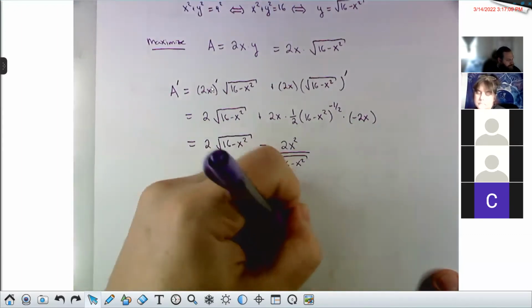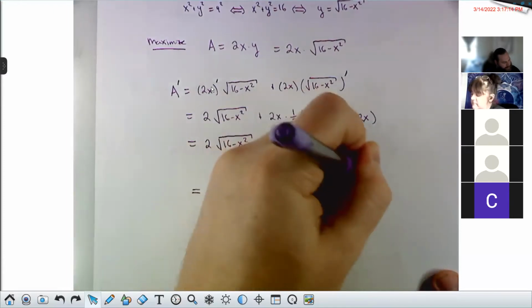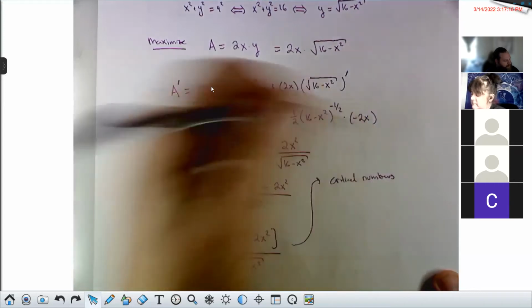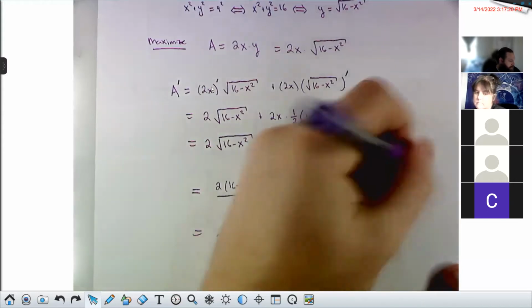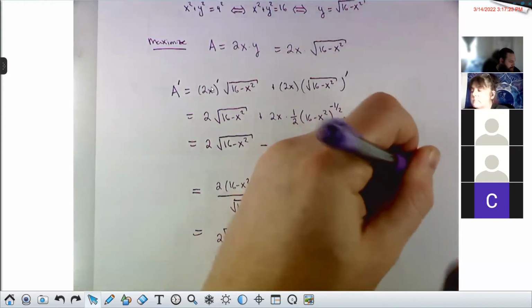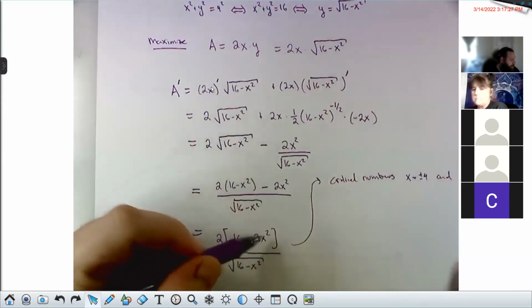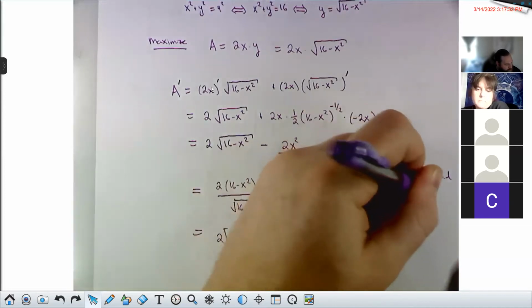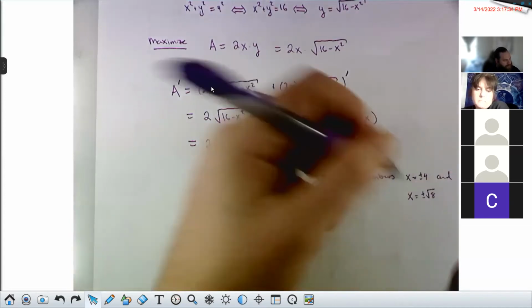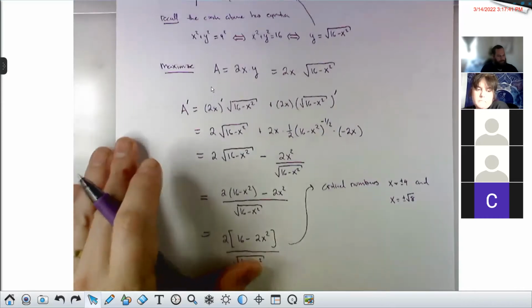So your critical numbers come from setting the top and the bottom equal to 0. These would be plus and minus 4 from the bottom. And from the top, if I set this equal to 0, I get x squared equals 8. So x equals plus and minus the square root of 8 from the top.